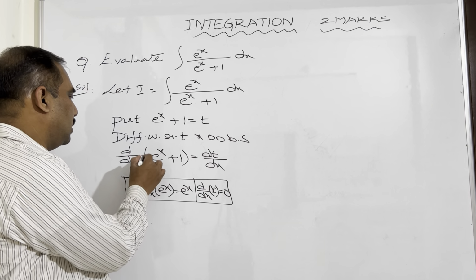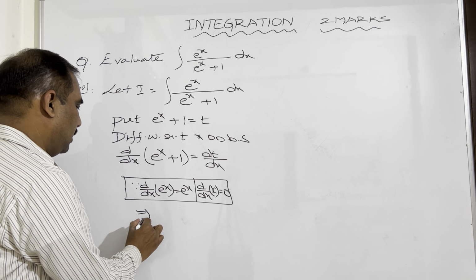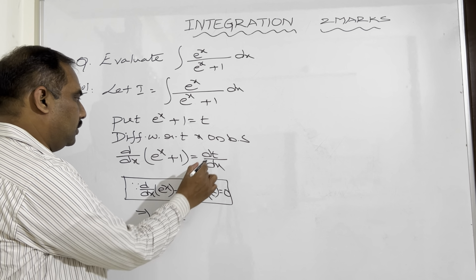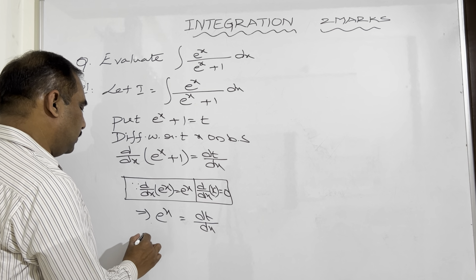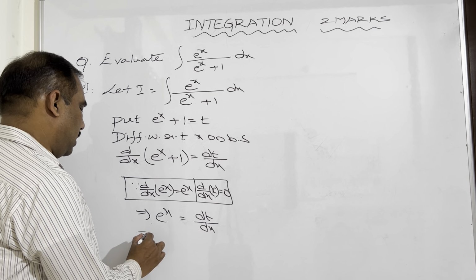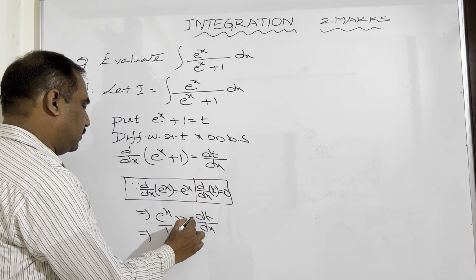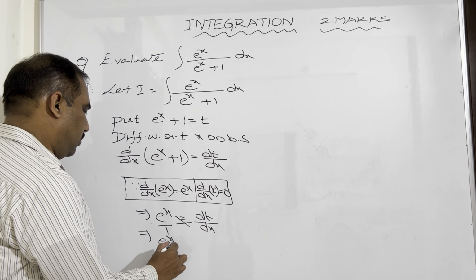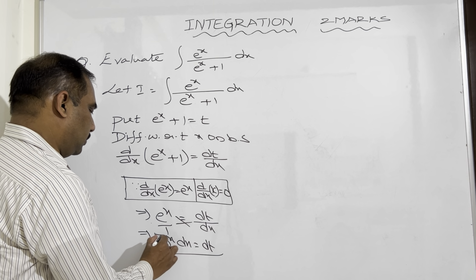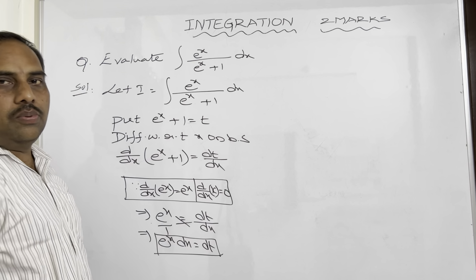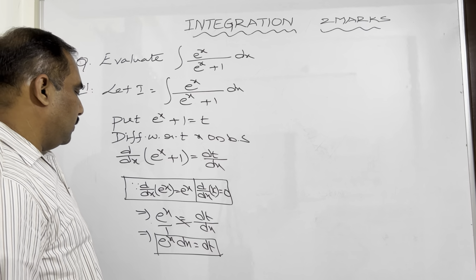So the derivative of e power x plus 1 is e power x, which is equal to dt by dx. By cross multiplication we get e power x dx is equal to dt.